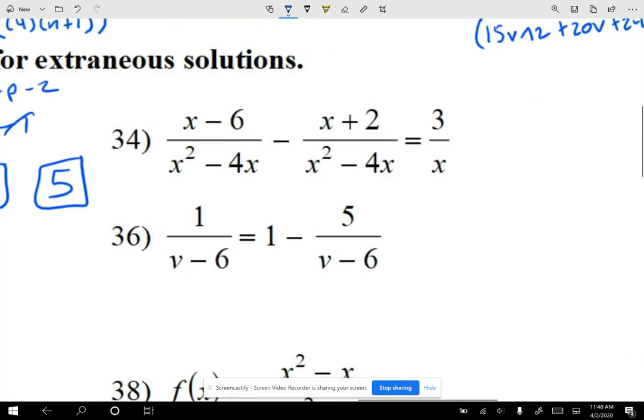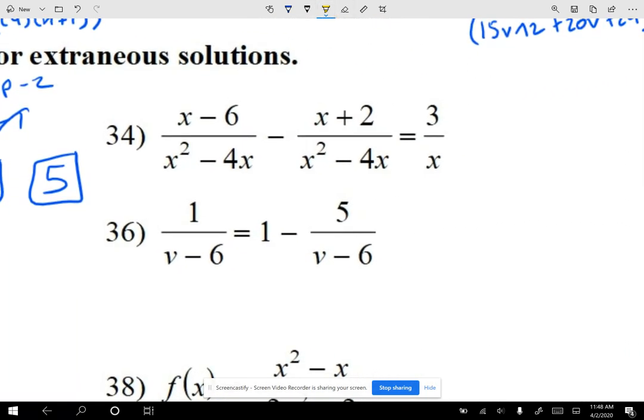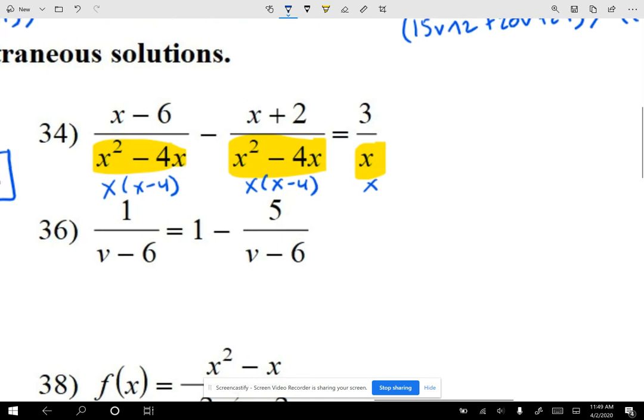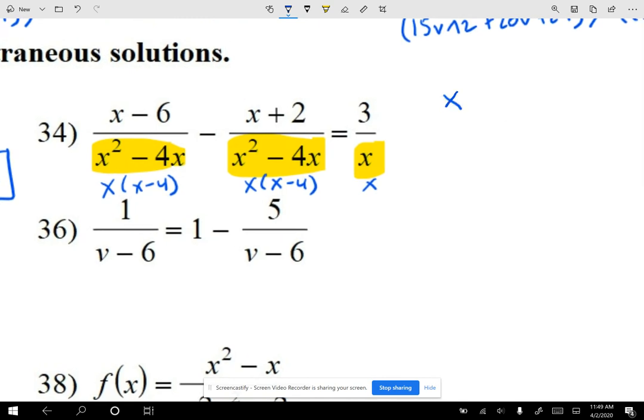All right, let's take a look at number 34. Once again, my focus is only on the denominators. Let's factor them out. On the first one, I can factor an x, so I get x minus 4. On the second one, I can factor an x, so I get x minus 4. Here, I just have an x. So I'm thinking, what values of x I cannot accept?